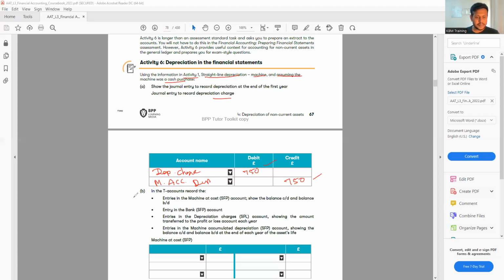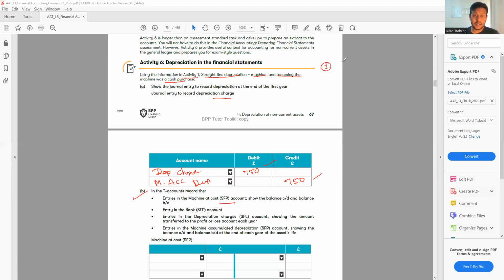The next one says number B: in the T account, record the entries in the machine at cost, show the balance c/d, entry in the bank, entry in the depreciation and the accumulated depreciation. They said make a T account, a ledger account, for this transaction. Now, before we do the ledger account, we know how to do it.